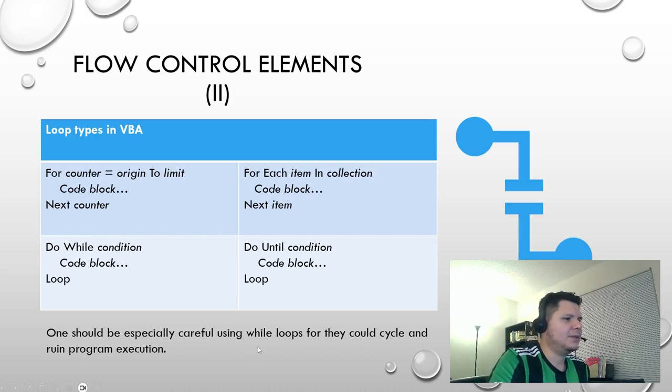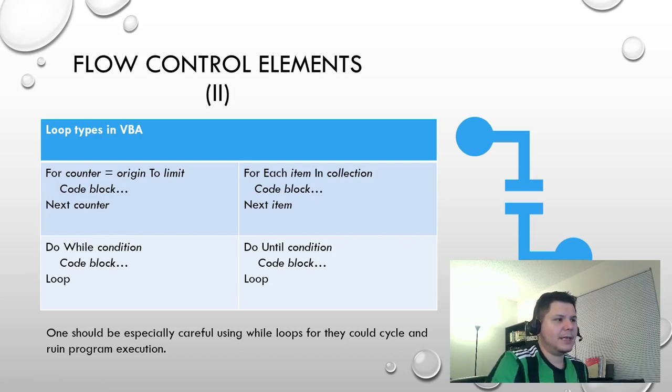One should be especially careful using while loops, for they could cycle and ruin program execution. They can run in an endless cycle. You would have to interrupt the program. This can sometimes force your computer quite a bit. So basically you have a condition and you have a code block. And when you end the code block, you loop back to the condition. If the condition remains true, you go back to the code block, you execute everything, you loop back. The condition remains true, you go back to the code block until it ends, then you loop, and so on.